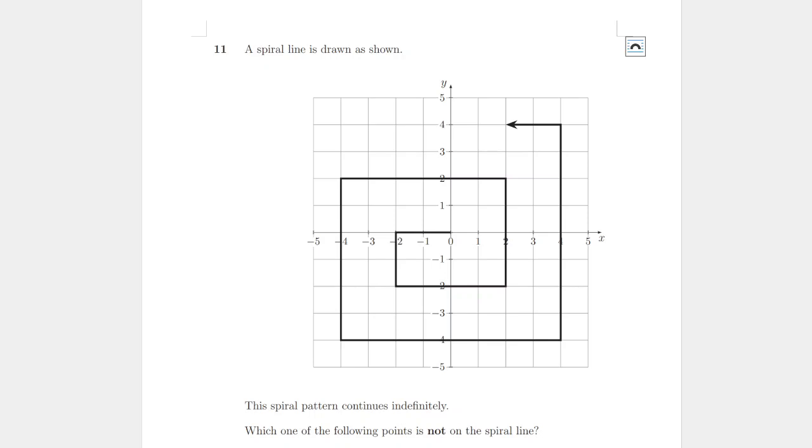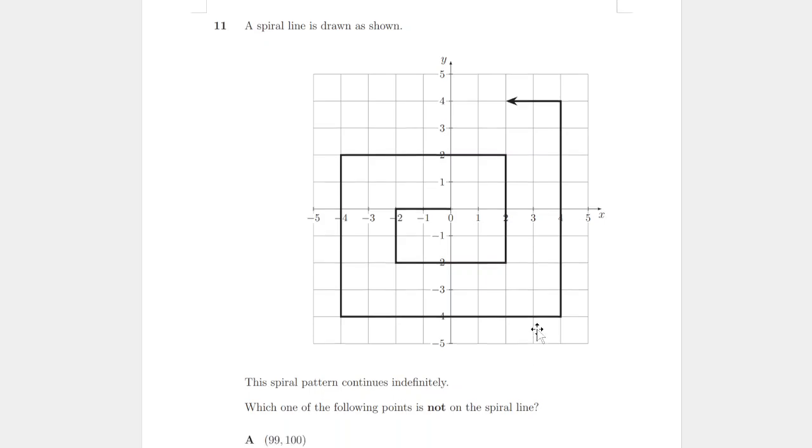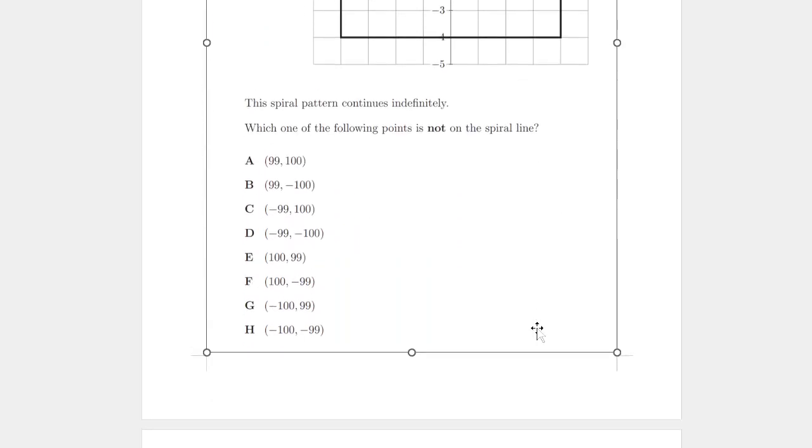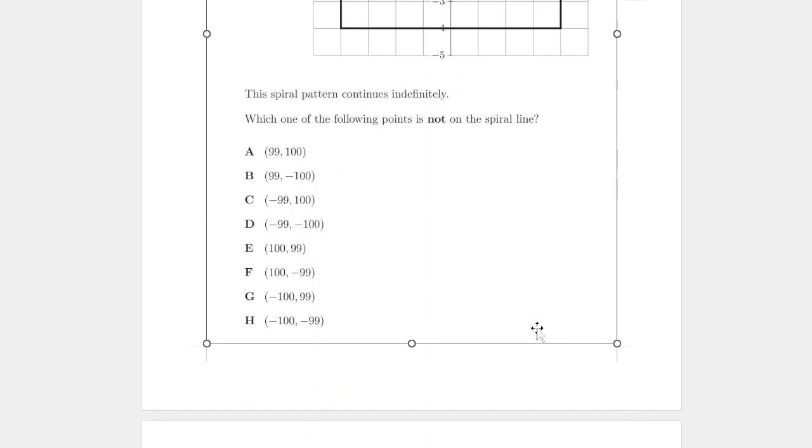So let's see. The spiral pattern continues indefinitely. Which one of the following points is not on a spiral line? Okay, so let's have a look at the options. This is quite a long question, so I can't fit it in one screen, but let's have a look. So we have some 99s and some 100s in some sort of order, right?